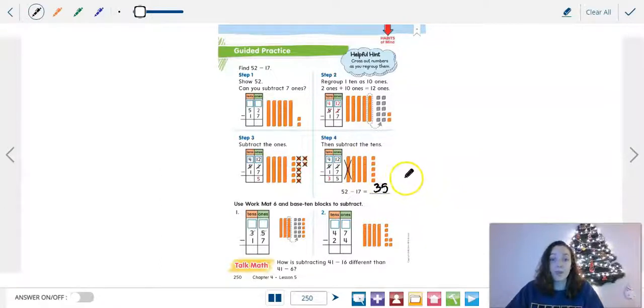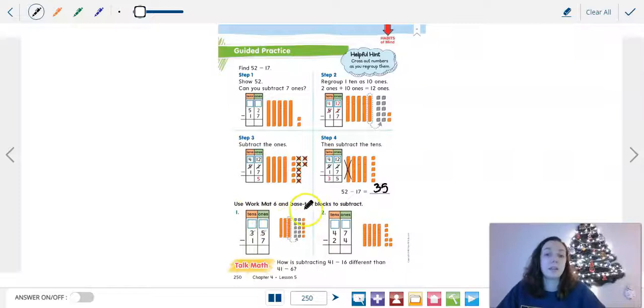Okay? So it says that they want us to use the WorkMat 6. Remember, that's the one in the back of your book that looks like this. You're also welcome to use your whiteboard. And base 10 blocks, which we'll have to draw to subtract. All right, so the first one is 35 minus 17.